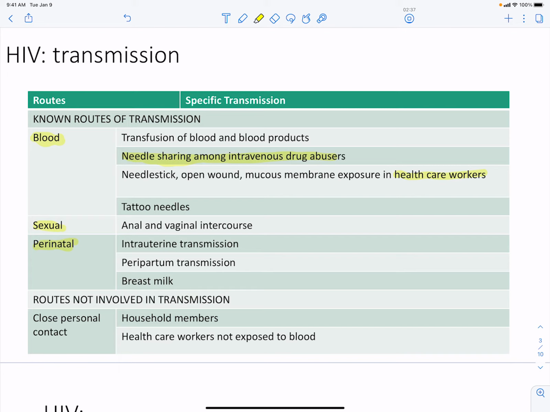Both anal and vaginal intercourse can spread HIV, and perinatal is intrauterine transmission, peripartum transmission, as well as through breast milk. Routes not involved in transmission are close personal contact, household members, healthcare workers not exposed to blood.